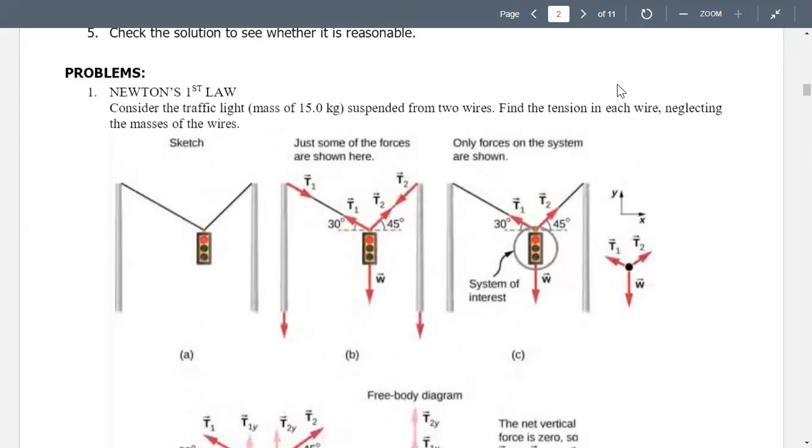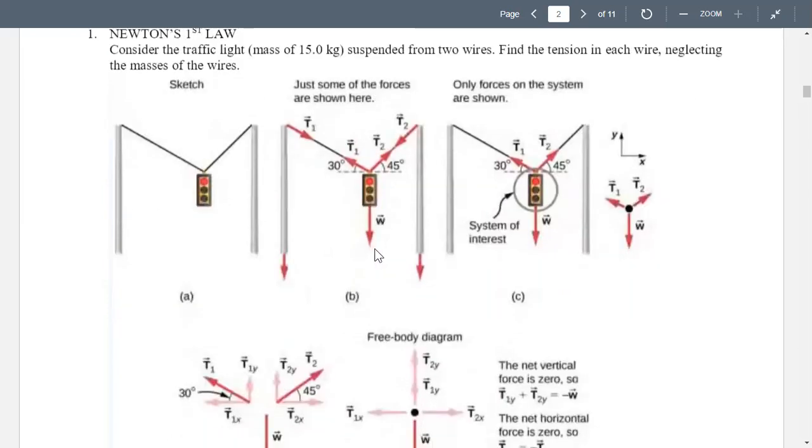As you can see here in the figure, we have two wires. The one makes 30 degrees with respect to the horizontal. The other one is labeled T2, because it has a tension and makes 45 degrees with the horizontal. Then an arrow points downwards with W, which represents the weight of the traffic light.